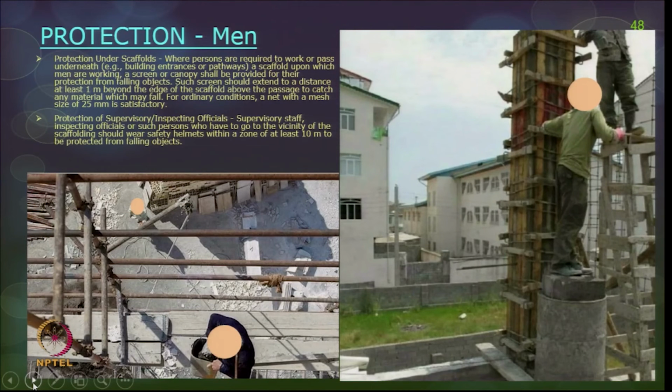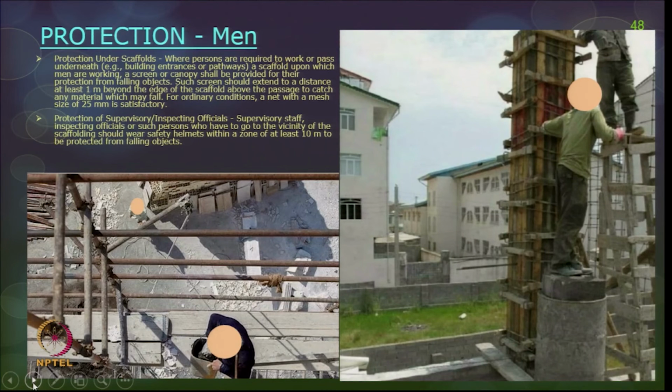Then protection of men from falling objects, protection under scaffolds. Where persons are required to work or pass underneath a scaffold, a screen or canopy shall be placed, and these screens shall extend to a distance of at least 1 meter beyond the edge of the scaffold above the passage to catch any material which may fall. It can even be a net with a mesh of 25 mm, which is also satisfactory.